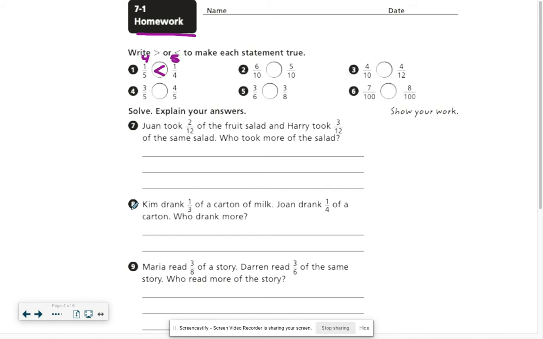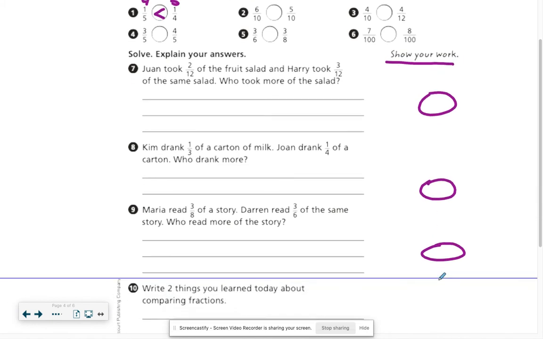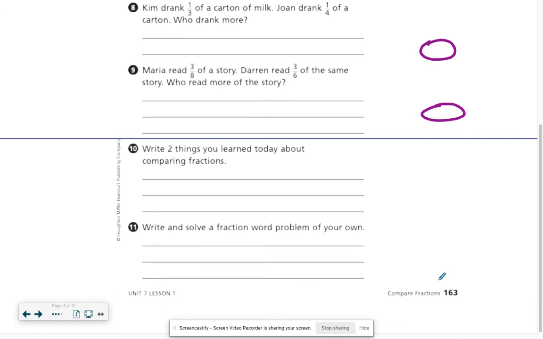For numbers 7, 8, and 9, you do want to make your comparing fraction problems, showing your work in the space provided here. You may or you may not choose to do 10 and 11. Those we are going to call optional. It is your choice if you want to tell me what 2 things you maybe learned about fractions today and to write and solve your own problem. Those are kind of fun. Maybe you write it and have a friend try to solve it.